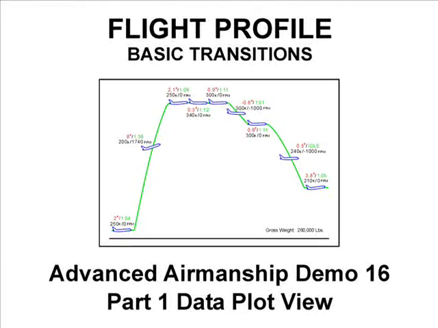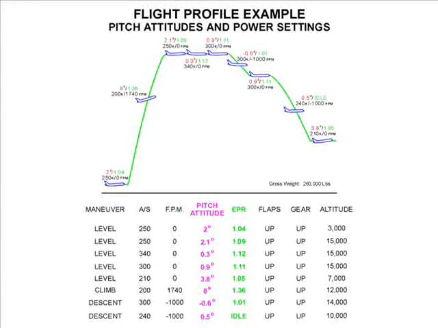This is demonstration number 16, part 1, from the aviation textbook, Advanced Airmanship, Book 1, Precision Flying. Using the data plot view, it flies a complete flight illustrating the pitch transition rules shown in demonstrations 9 through 14.